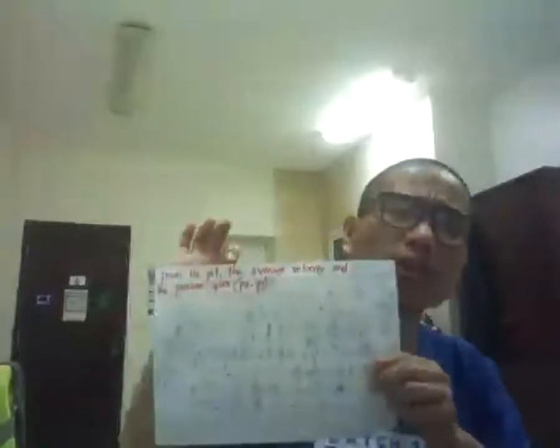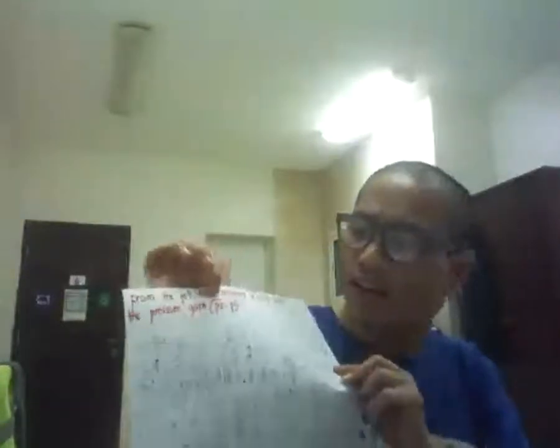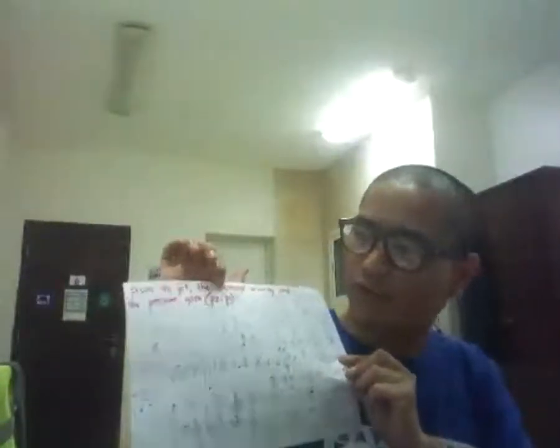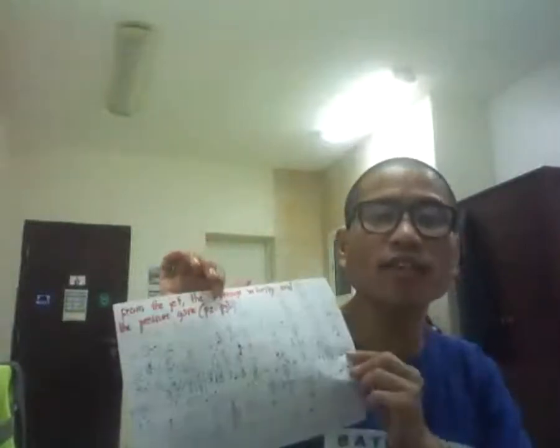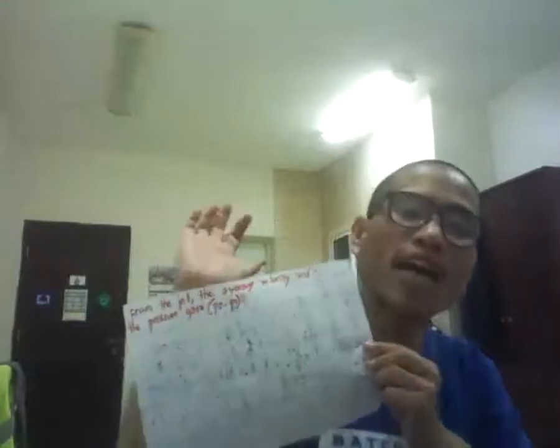It asks for the pressure gain. It's not asking what is the pressure of 2 and what is the pressure of the inlet. So the question doesn't ask that. If the question asks that, then you have to solve one by one. Okay? Like this.